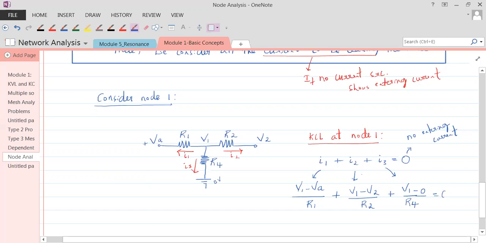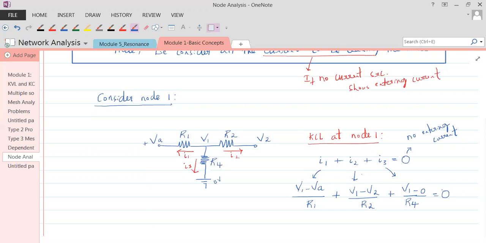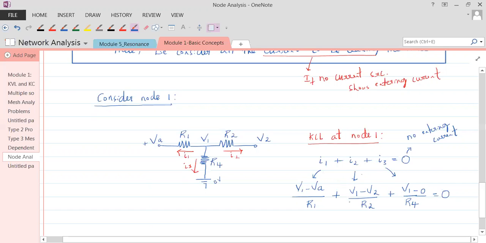So the sum of all these leaving currents, they're all leaving currents, mind you. I1, I2, I3 are leaving currents, so the sum of all these leaving currents should give you 0. We have to bring it to the standard form, but let's not do that exercise, that's something anybody can do. So this is my equation number 1.